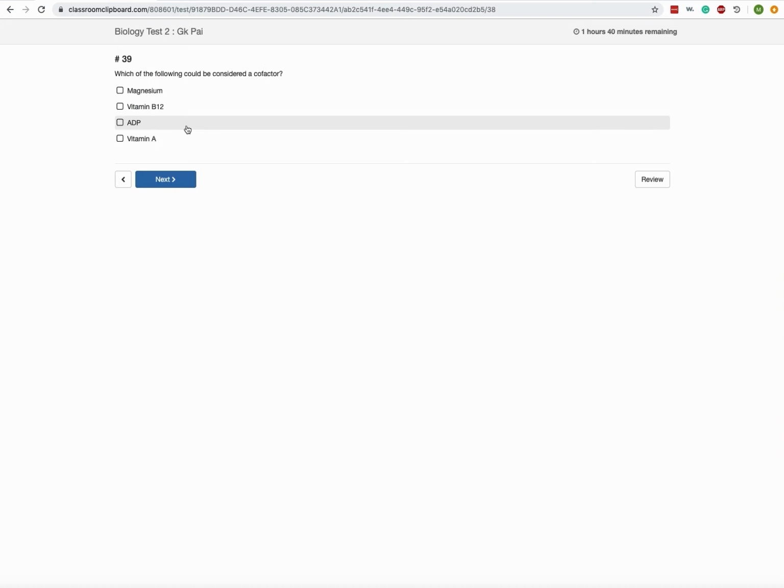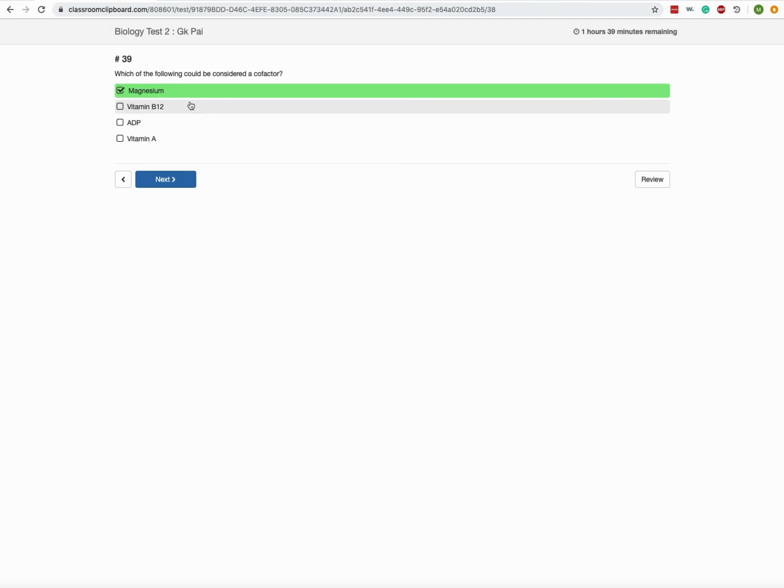Which of the following could be considered a cofactor? That would be magnesium. Remember, the vitamins are considered coenzymes, but magnesium and iron, they're cofactors.